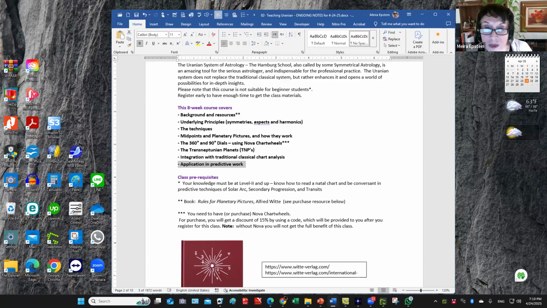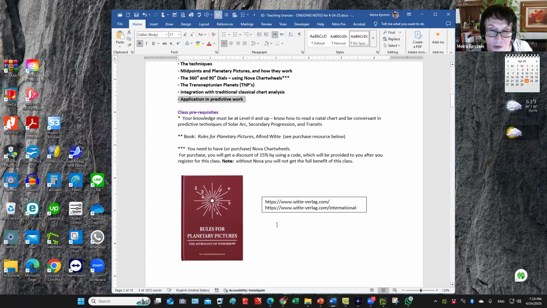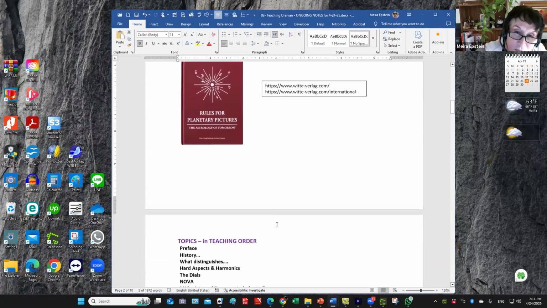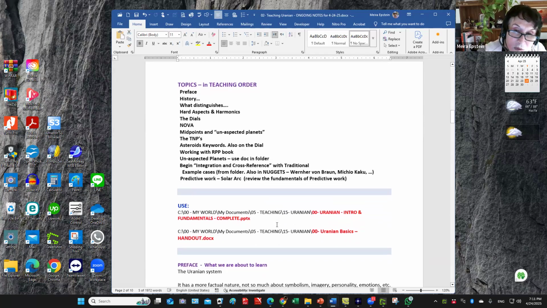So these are some of the initial comments. And now I want to move. This is the book that I highly recommend owning, called Rules for Planetary Pictures. The URL on the right side is where you get it from. It's in Hamburg, from my colleague Michael Feist. And Michael Feist is, let's say, not the owner, but the one who carries the tradition of the Hamburg School.